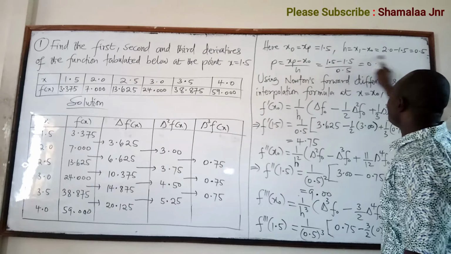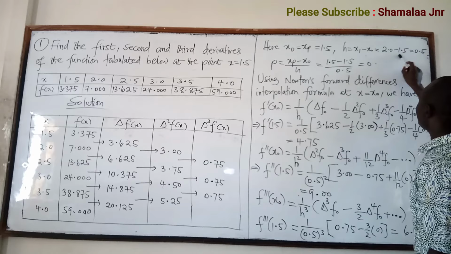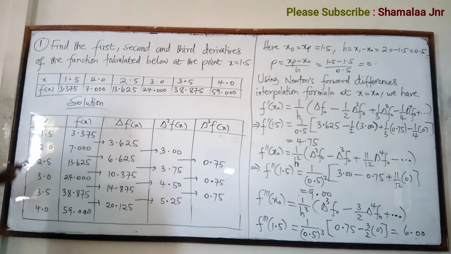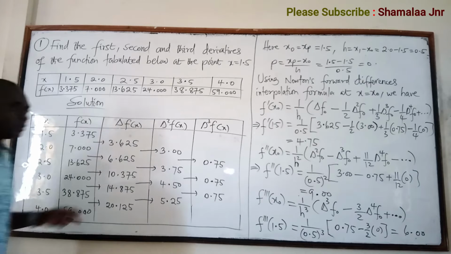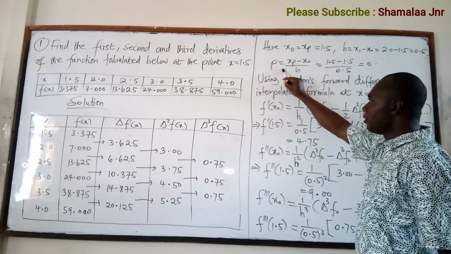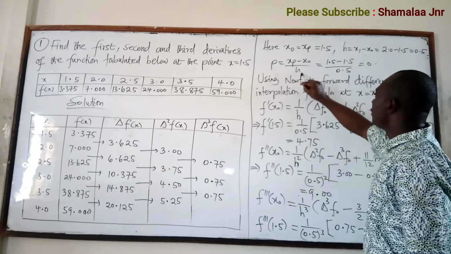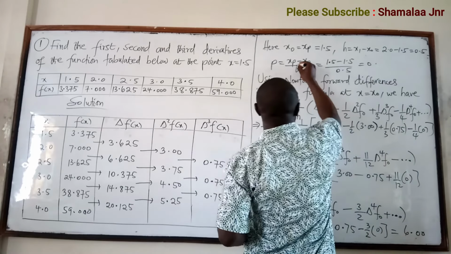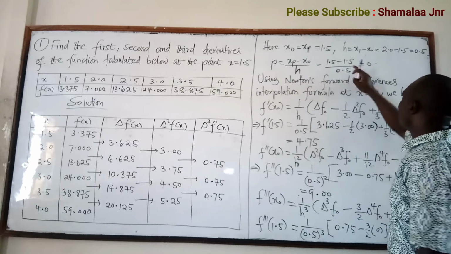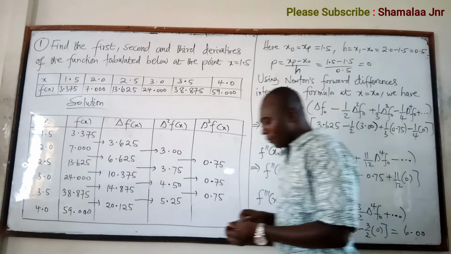So if you want to find the h, the constant range between the successive values of x, then it will be 2 minus 1.5, then it's 0.5. And somebody can decide to subtract this from this, you get the same thing. Now, having obtained this, if you find p, which was clearly explained in those videos, p is equal to xp minus x0 over h. Because xp is 1.5, x0 is 1.5, you're going to have 0 divided by 0.5, this one will be equal to 0. So this means that p is equal to 0.